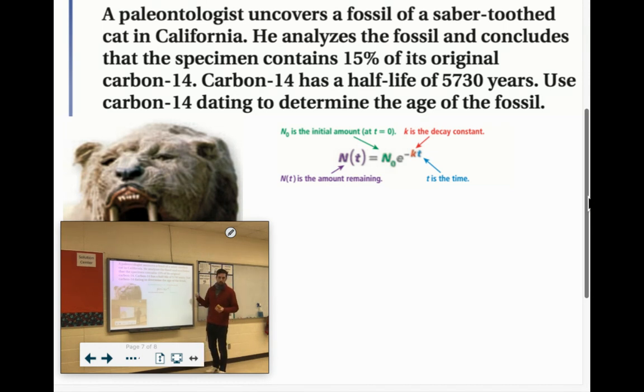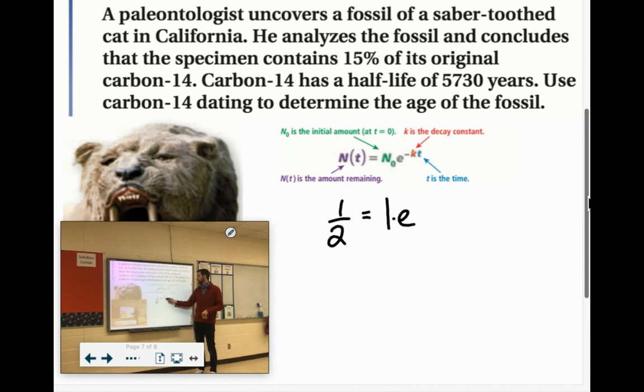So we're going to drop some numbers into this formula. First thing we're going to do is find the decay constant. So we're going to use half-life in theory. So the amount remaining will be 1/2, or 0.5, equals our original amount, which would be like 100%. It was the whole saber-toothed tiger.